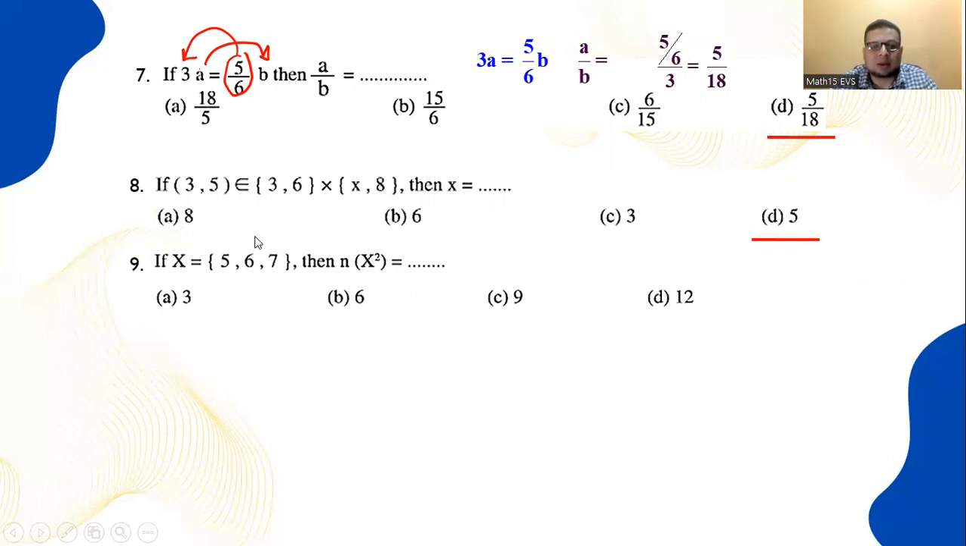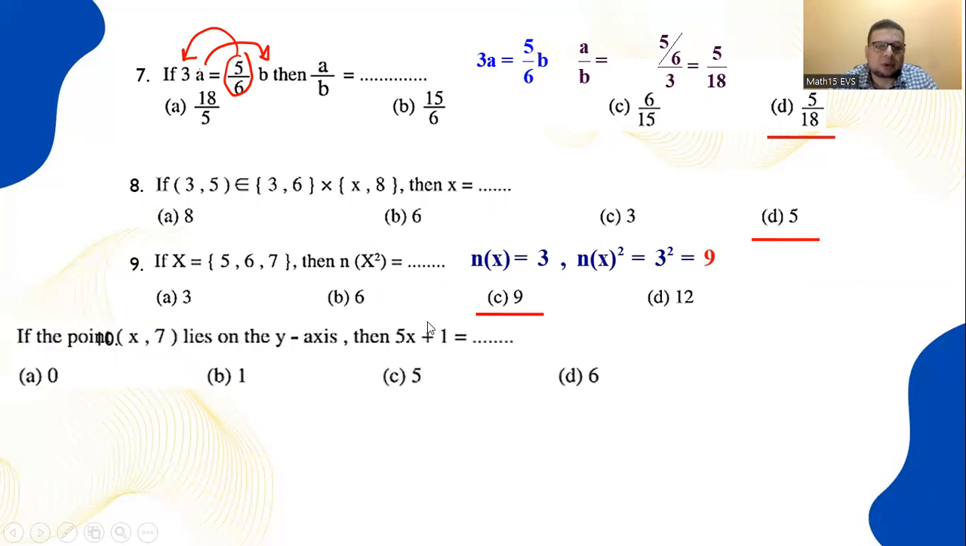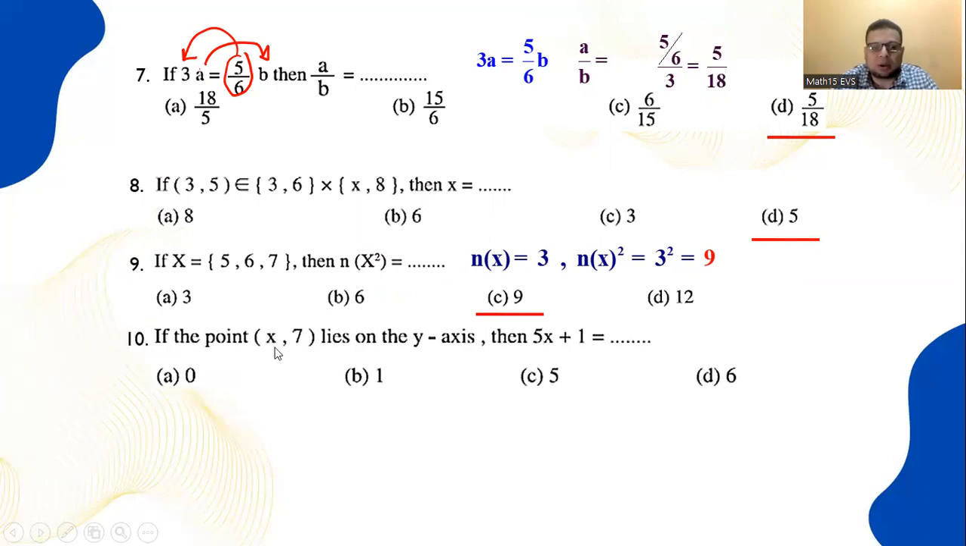6 and 5, 6 and 6, 6 and 7. 7 and 5, 7 and 6, 7 and 7. But you can say there are 3 elements in x, so you will say 3 power 2, which is 9. Question number 10. The point x and 7 lies on the y-axis. You remember that when a point lies on the y-axis, x will be 0. So x here is 0, so 5 times 0 plus 1 will be 1.